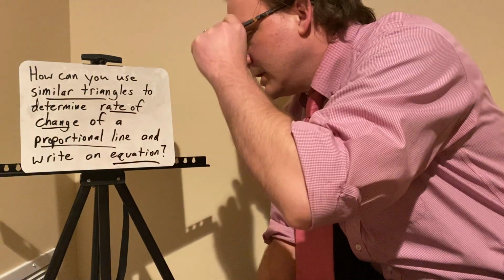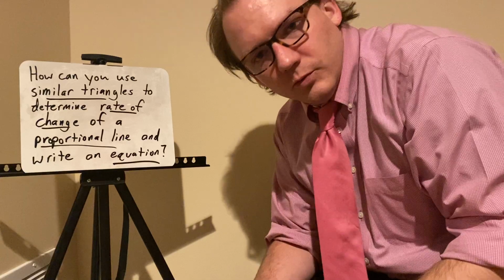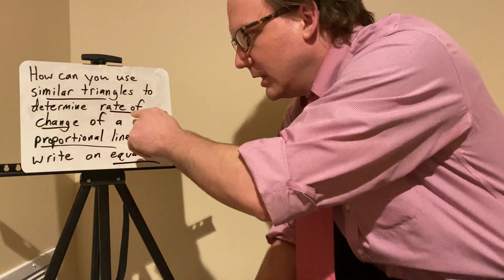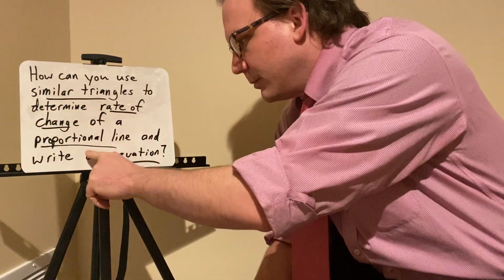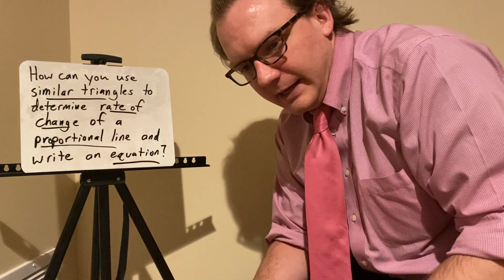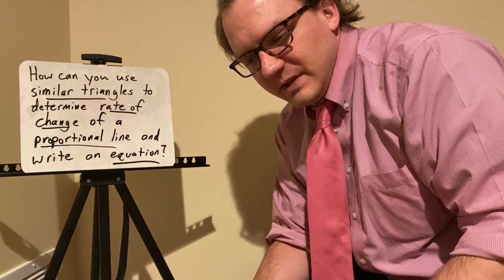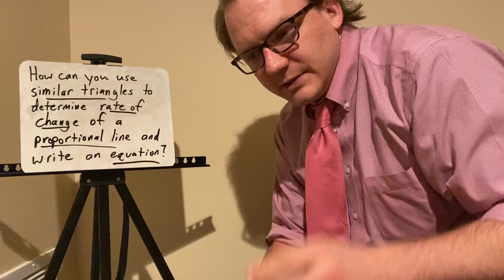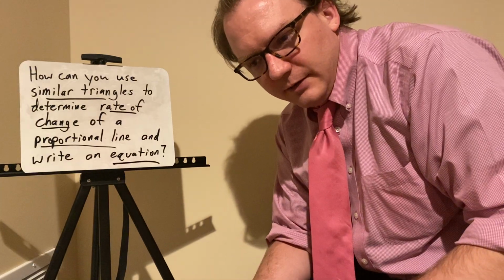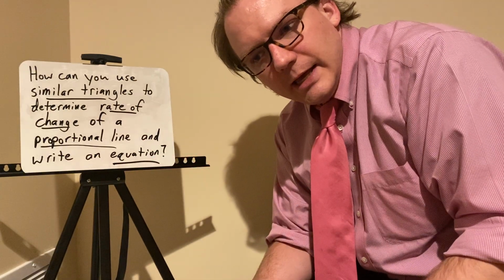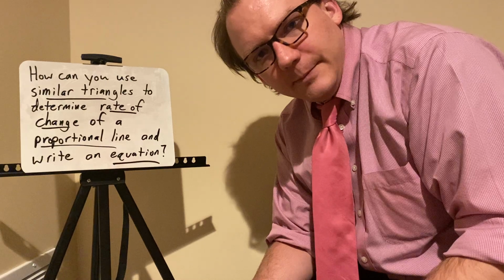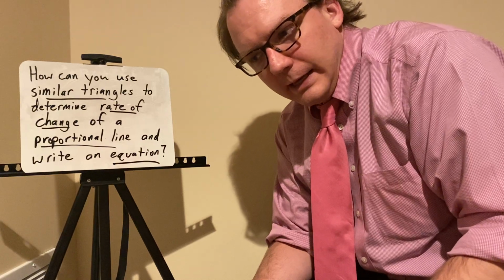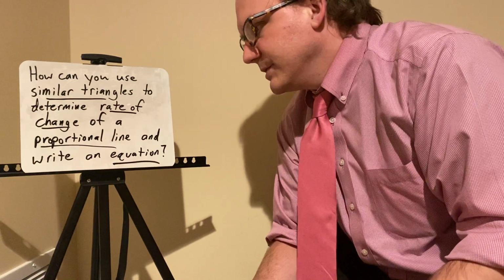Rate of change is your slope. We're going to talk about that a little bit more in detail. Rate of change of a line. A proportional line is basically a straight line that starts at the origin at (0, 0) and goes through the origin and increases like that. We'll see some examples of that.